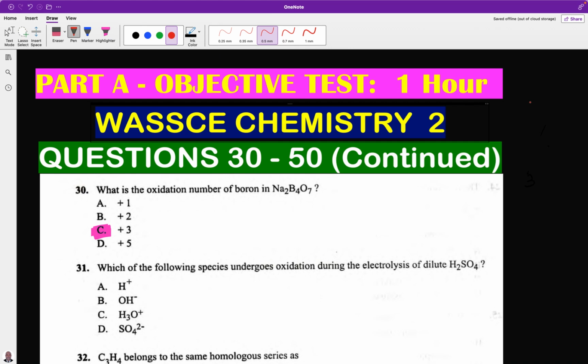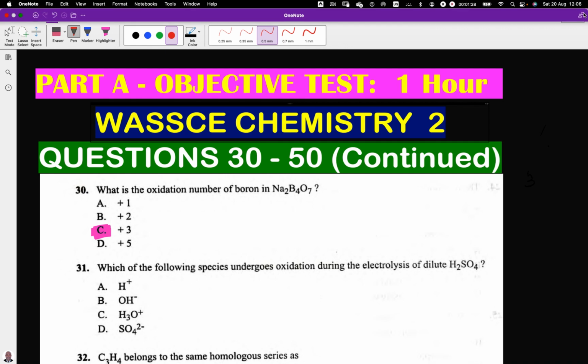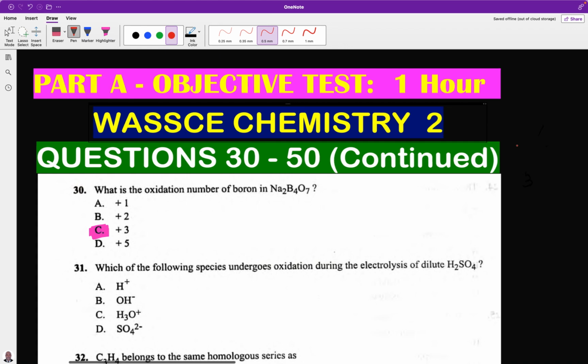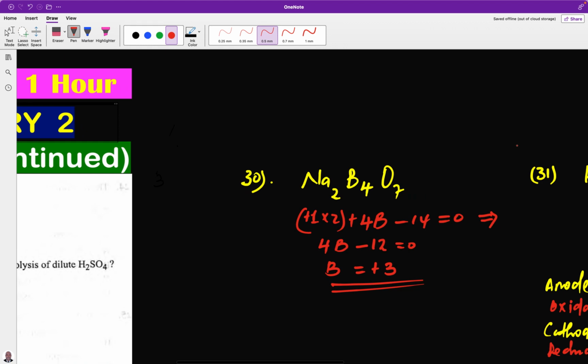Let's get started. Question number 30. What is the oxidation number of boron in Na2B4O7? By now, you should be versed with the rules for calculating oxidation number of atoms in a compound.